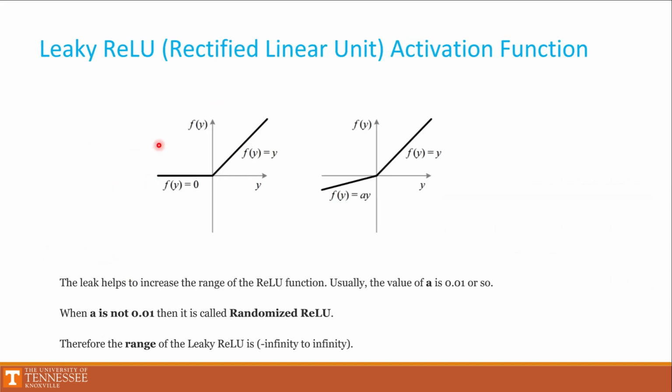Now, to solve this problem, they came up with a new function called leaky ReLU, in which they started giving it a little bit of a tail, or a little bit of a leak, as they call it. So in this one, for all the negative numbers, you are finally able to get a value and you're able to segregate between two negative y values.